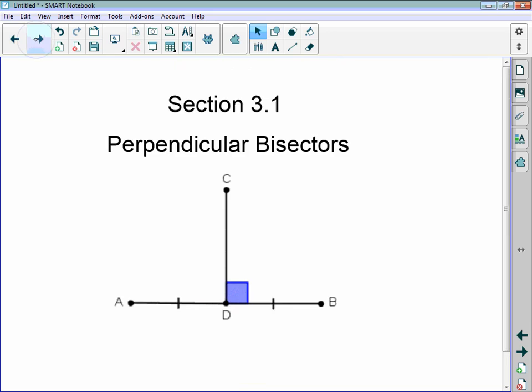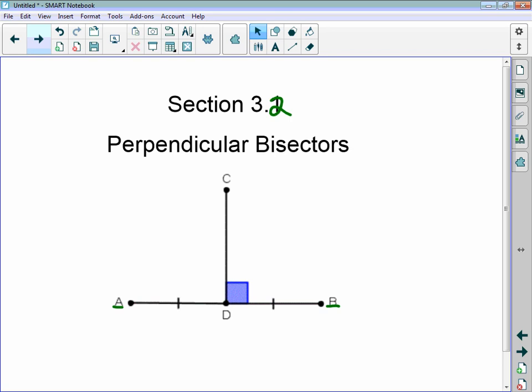Today is a very short lesson in a very short section in the chapter, section 3.2, not 3.1. Section 3.2, perpendicular bisectors. Here we have an image of a perpendicular bisector, and what that means is that we have line AB, and it is being perpendicularly bisected by line CD. We just went over how to make a perpendicular line like that.